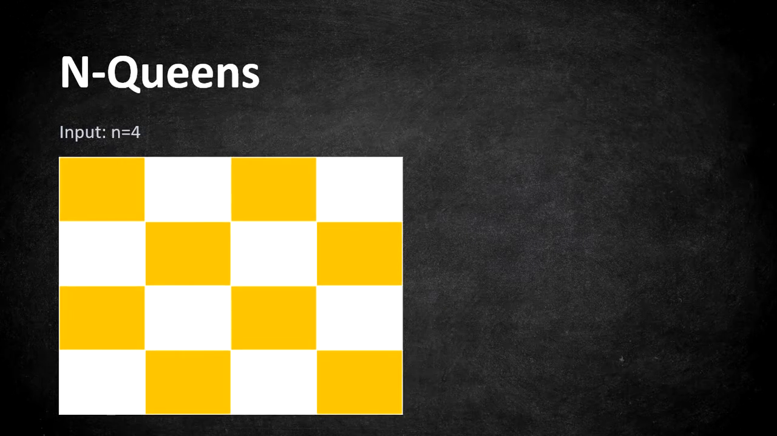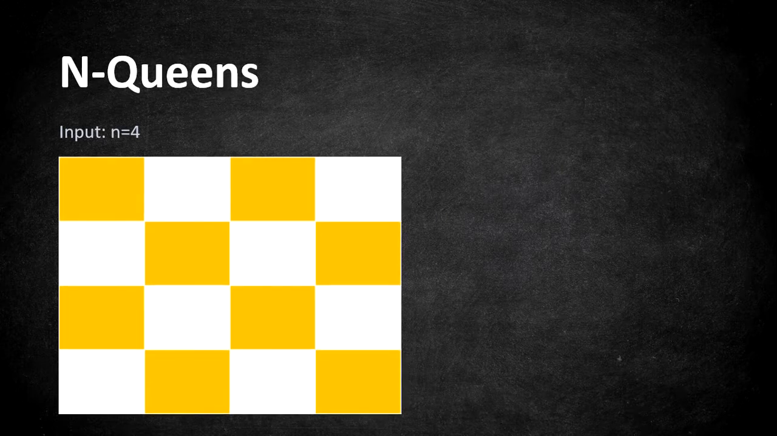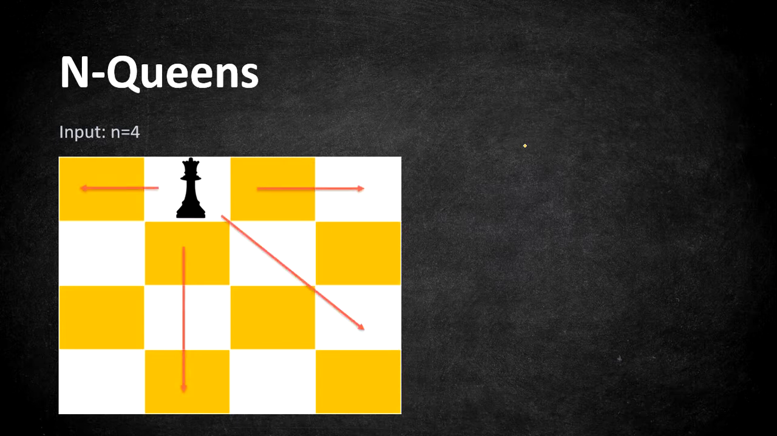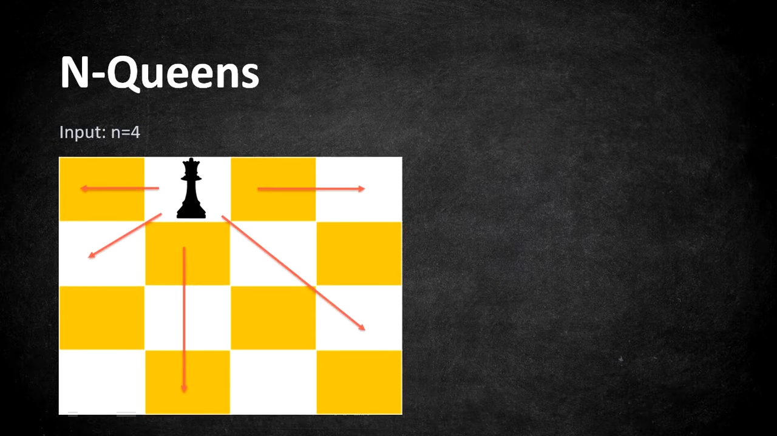Here the input given is 4, which represents a 4 cross 4 chessboard, and we have to place 4 queens in this chessboard. Now, if you are familiar with the rules of chess, you must know the power of a queen. If we are placing our queen in some position, then we cannot place another queen in the same row, the same column, or diagonally on both sides.